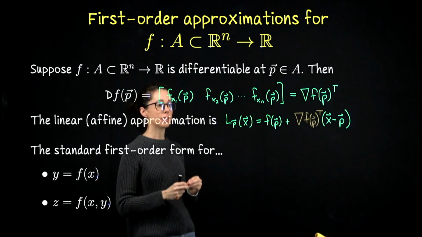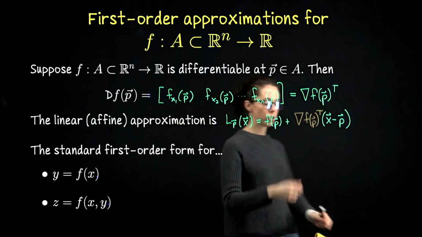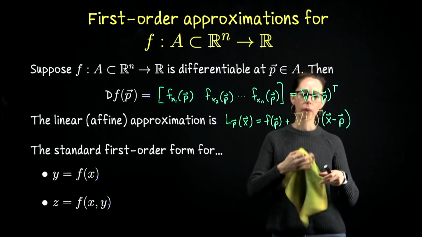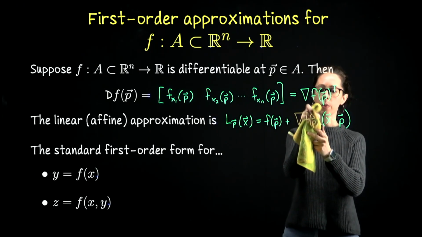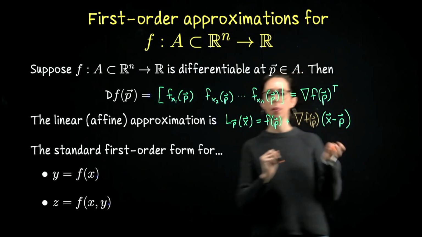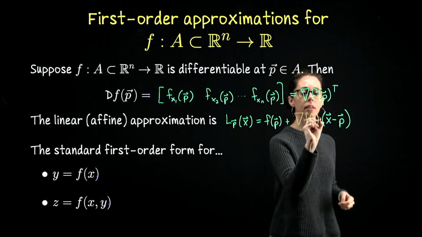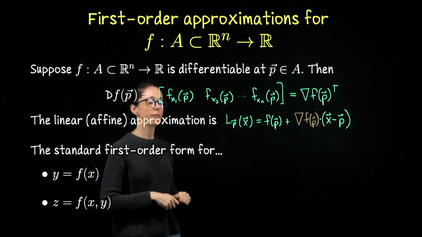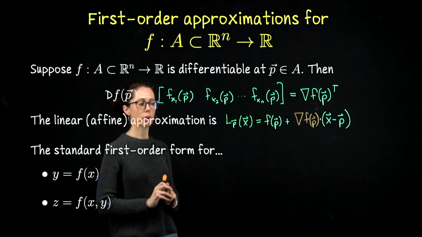But my favorite form for the first order approximation for a scalar valued function is not to write this matrix product where it's 1 by n times n by 1, but rather recognize that the gradient is a vector. And when we do this matrix product, what we're adding up is the sum of a bunch of pairwise products coordinate by coordinate. That is the same thing as taking the dot product of the gradient at p with the vector x minus p. And this is how I most like to represent the first order approximation for a scalar valued function.